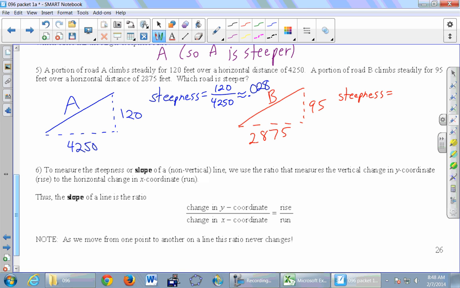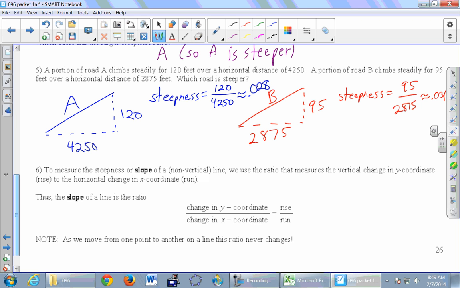And then go ahead and do the same calculation for B. Upstairs, 95 over 2875. Somebody with a calculator? 0.031. So the steepnesses are pretty close. These roads are almost equally steep, but one of them is a little bit steeper. Which one? Is B, because we already saw above, if you have a bigger steepness number, then you are steeper.